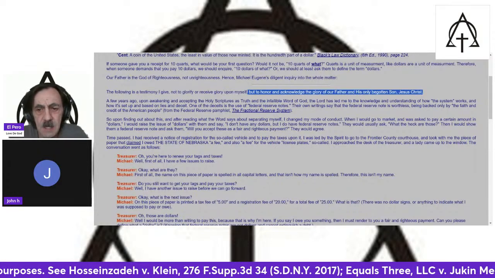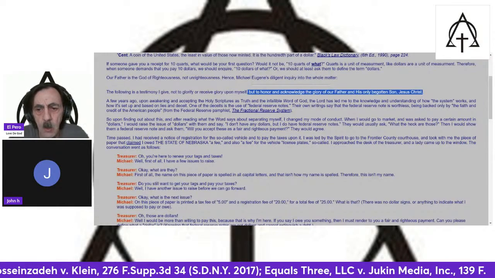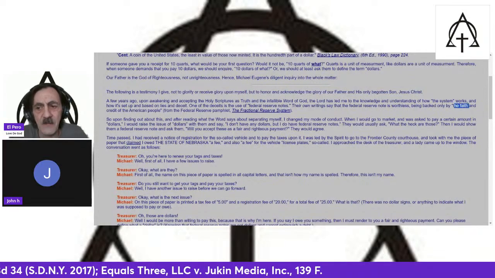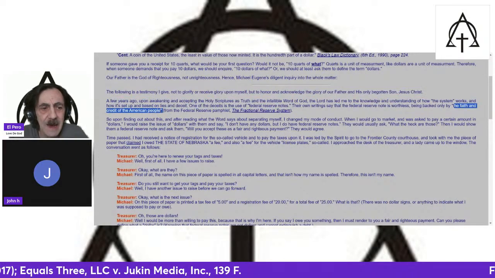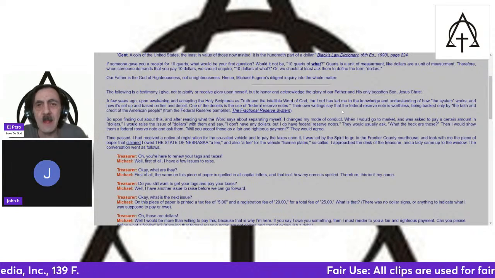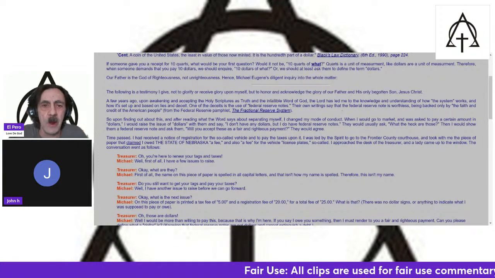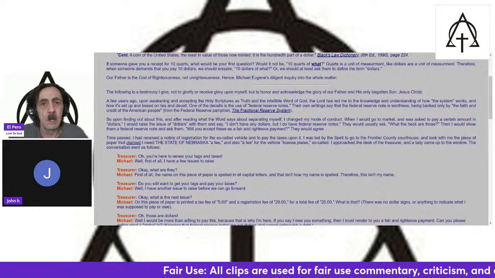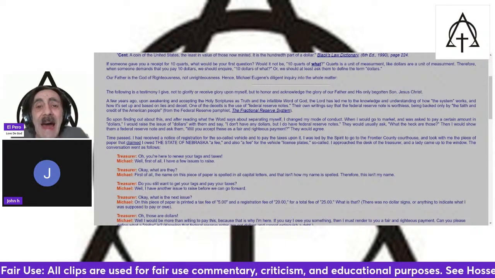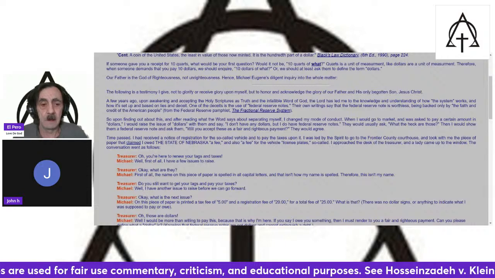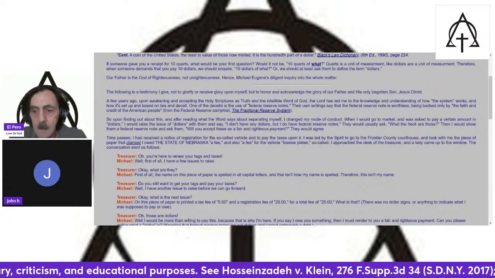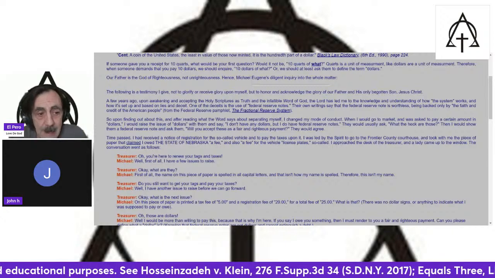Their own writings say that the Federal Reserve note is worthless, being backed only by the faith and credit of the American people. Again, where do you think they get it? They're telling you where they get it. They get it from you. If it weren't for you, they ain't got nothing. So they should call them full faith notes of the people. I would prefer something like that for sure.